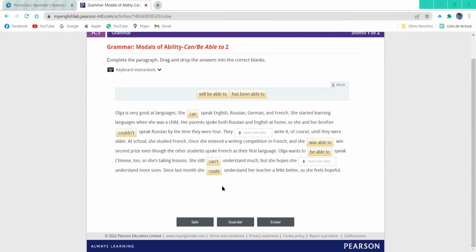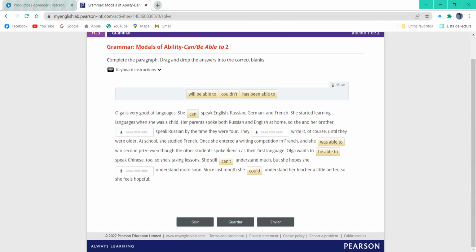Okay, in the first one, it's okay because we're talking about the present, no? Is very good at languages. She can speak. But in the second one, I think it should be couldn't. No debería ser couldn't? Because her parents spoke both Russian and English at home. So she and her brother couldn't speak Russian, but her parents spoke Russian.